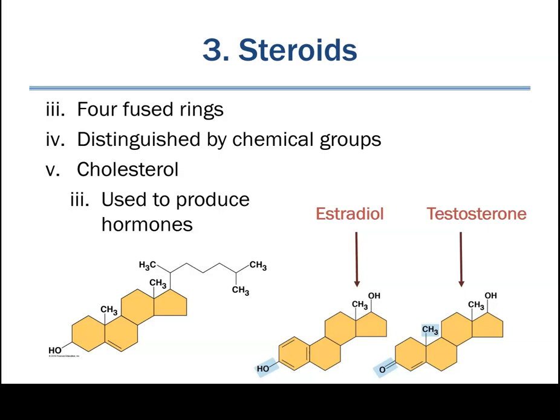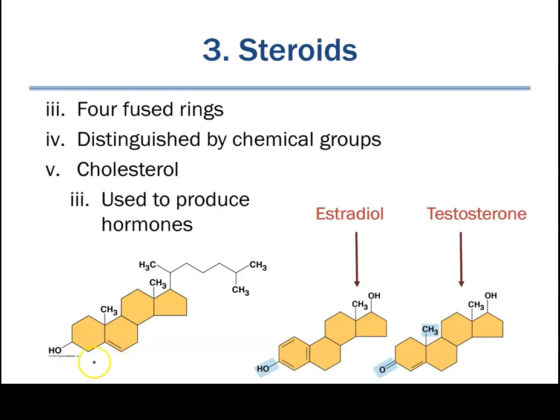But steroids are made up of 4 fused rings. Again, those are carbon-rich rings. And steroids are distinguished by their chemical groups. So their function is determined by what is attached to them. Cholesterol is the basis of our hormones. So we usually think of cholesterol in a negative context, but we actually need it in our body for a variety of different reasons. One of which is that it is used to produce our hormones.